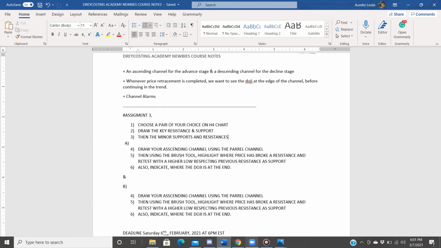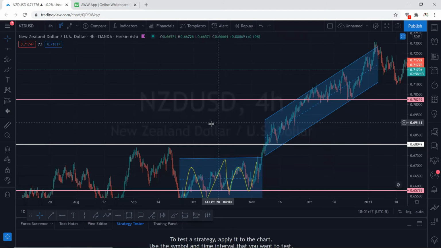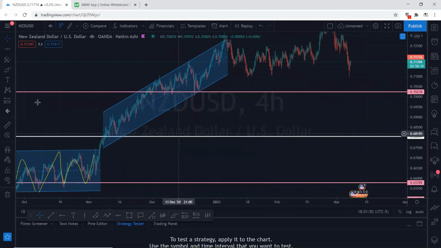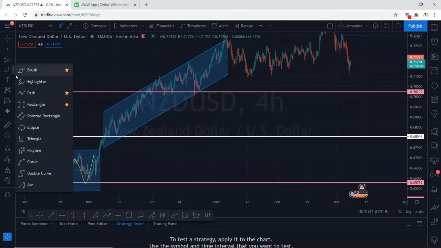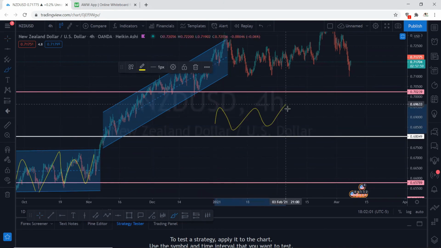So what is the brush tool? The brush tool is what you see me using in the class all the time. This is the brush tool, right here. It's after 1, 2, 3, 4, the fourth one on the left. See the brush at the top? That is the brush tool.